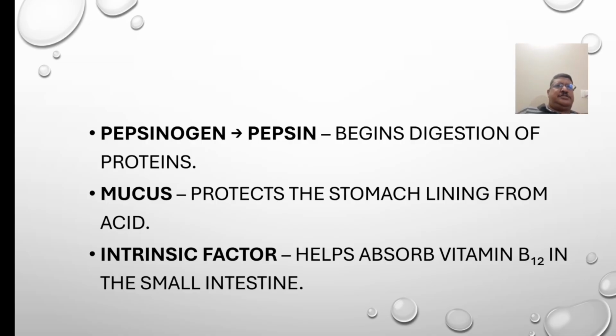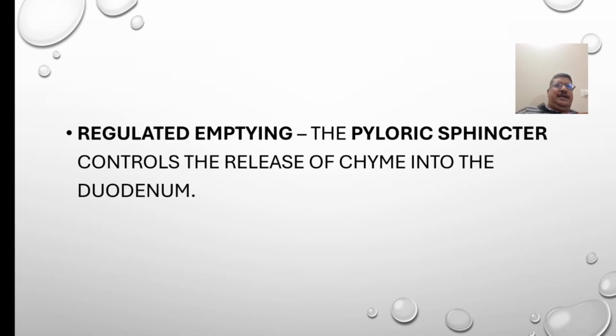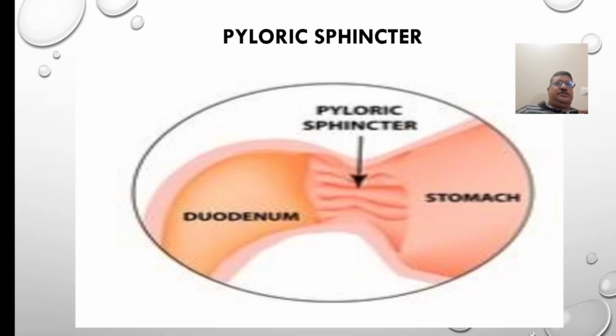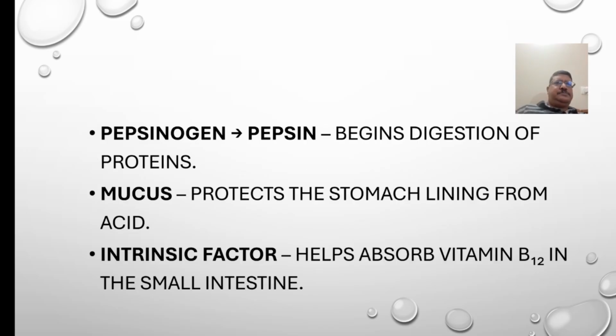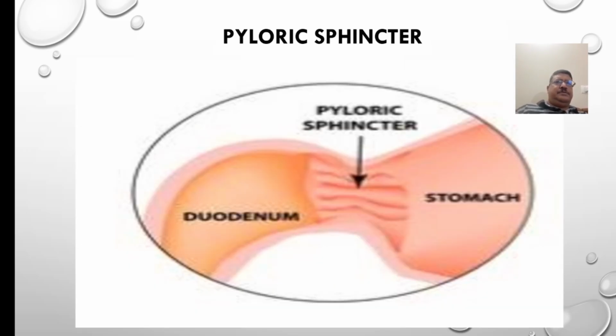Pepsinogen: pepsin begins digestion of protein. Mucus protects the stomach lining from acid. Intrinsic factor helps absorb vitamin B12 in the small intestine. Regulated emptying: the pyloric sphincter controls the release of chyme into the duodenum. So this is the structure of the pyloric sphincter, which is between the stomach and duodenum.